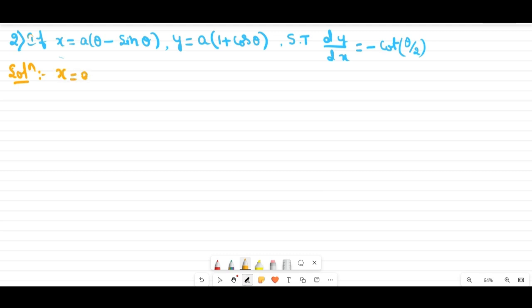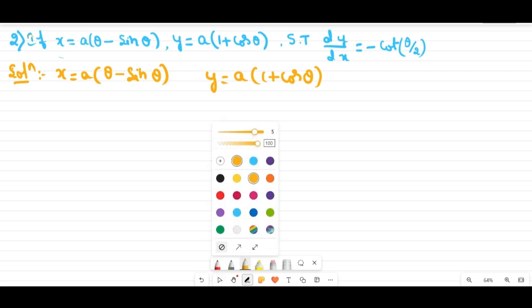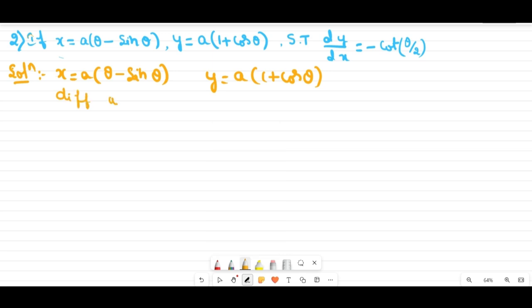I'm just writing the question. x is equal to a into (theta minus sin theta). y is equal to a into (1 plus cos theta). So now I will differentiate this with respect to, sorry, with respect to theta. So dx by d theta is equal to a constant, keep that constant as it is. Theta derivative is 1, sin theta derivative is cos theta.